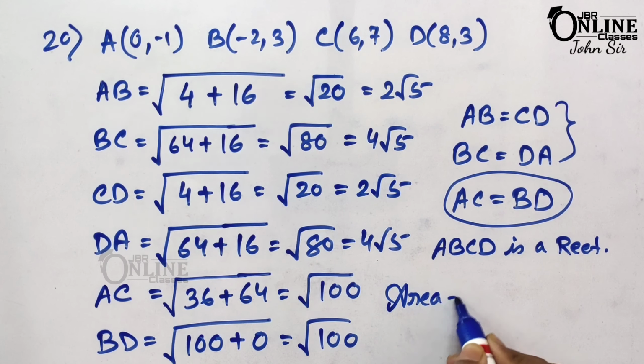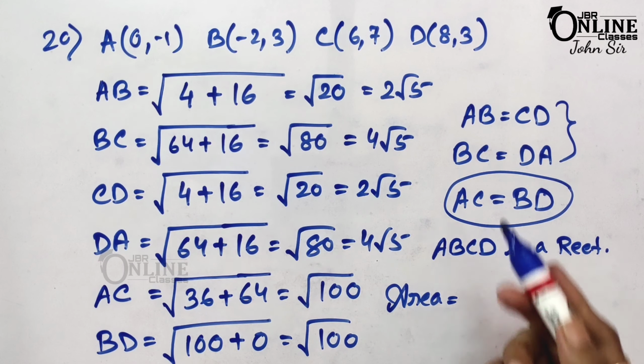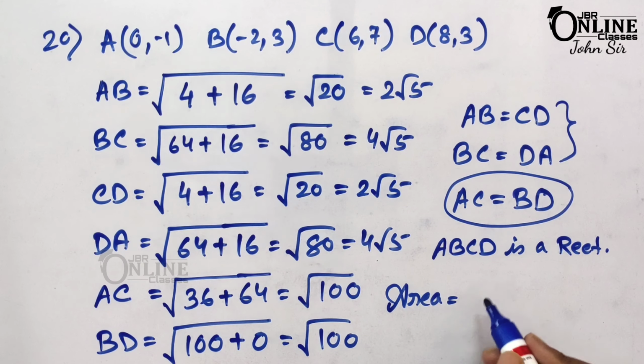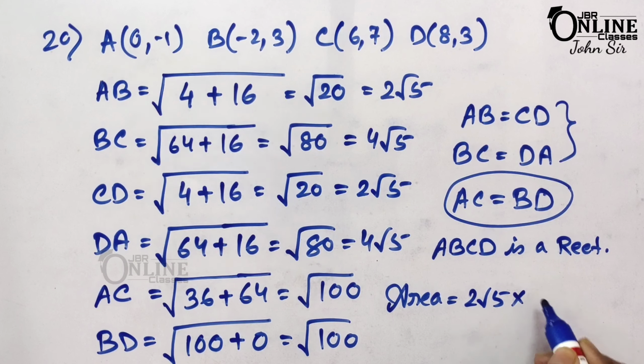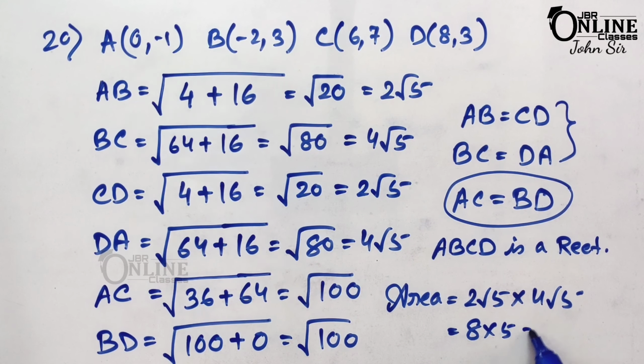Okay, and now you have to find out the area. You know the formula, length into breadth. So here AB or CD will be the length or breadth, so that means 2 root 5 into 4 root 5, that equals 4 into 2, 8 into 5, that equals 40 square units. Okay, so 40 square units is your answer.